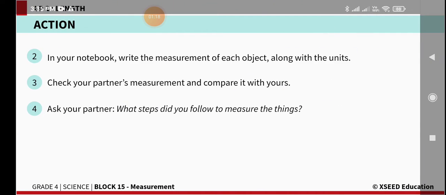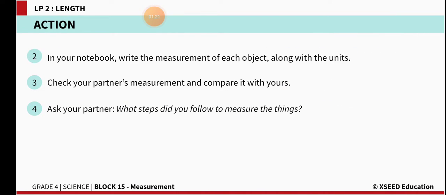Now how to measure these things? Measure each object and write their length in your notebook along with the units. To measure small length we use centimeters, for a little bigger one meters, and for very long length we use meters. The distance between two places you will measure in kilometers also. Now check your measurements with your partner and write these measurements in your notebook.